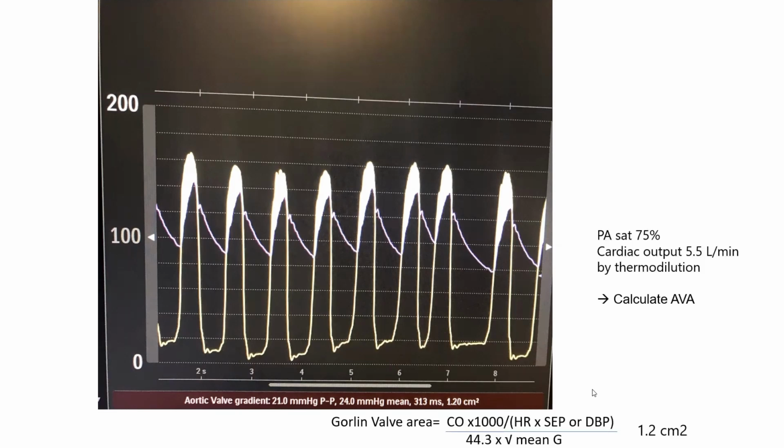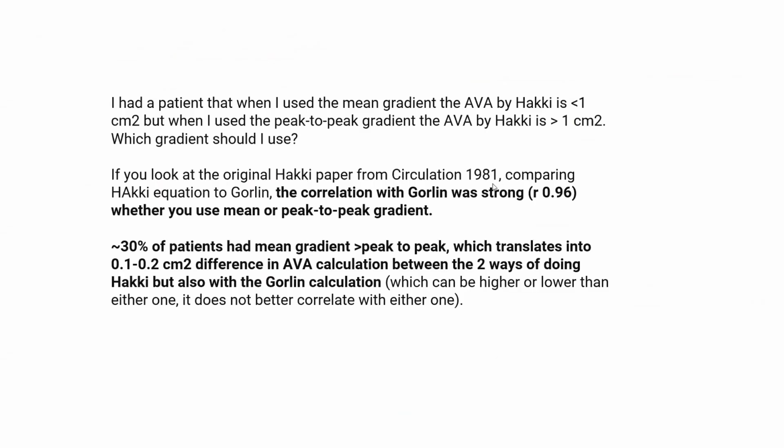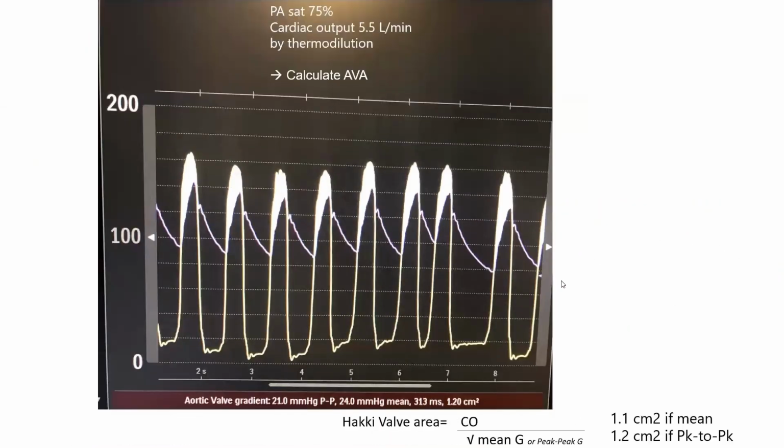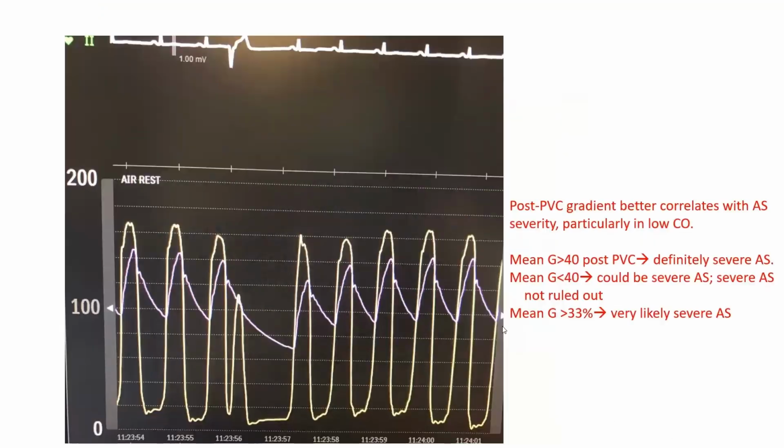Does everyone understand the subtlety of this? Because somebody asked me on YouTube in the past, okay, well, sometimes you get discrepancy. I use the mean gradient by Hakki, I get less than 1. I use the peak-to-peak gradient by Hakki, it's more than 1. And you get discrepancy with Gorlin. So what should you use? The idea from the Hakki paper is that the correlation with Gorlin was strong. Any of those three is okay, whether Gorlin or Hakki using peak-to-peak or Hakki using mean.